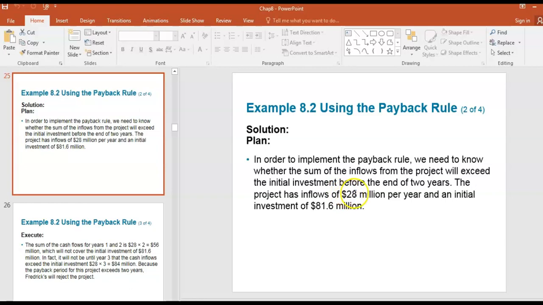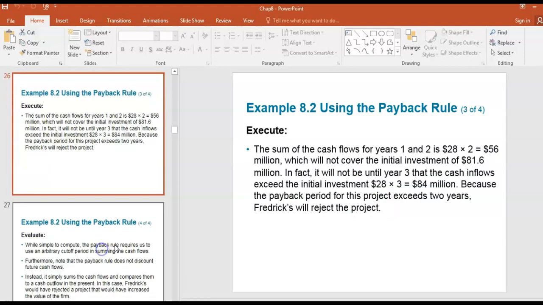Well, I get $28 million per year, but I've got an initial investment of $81.6 million. All right, so what we can see then is that in 2 time periods, I've only paid off $56 million of the $81.6 million. And in fact, it won't be until the 3rd year that I get enough money back to pay off the entire $81.6 million. Because of this payback period, the project takes more than 2 years. Fredericks would reject the project.